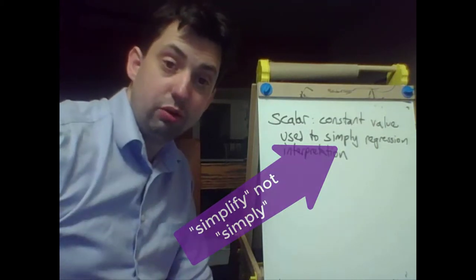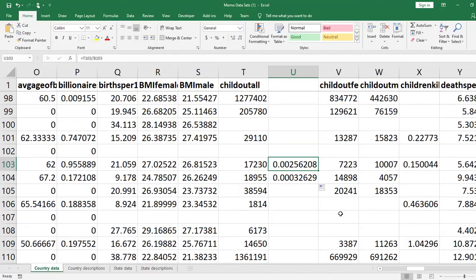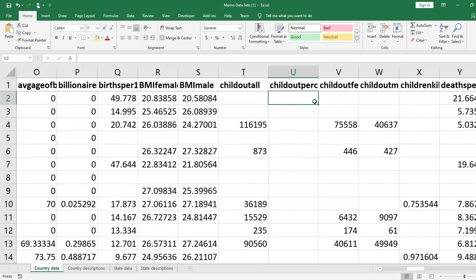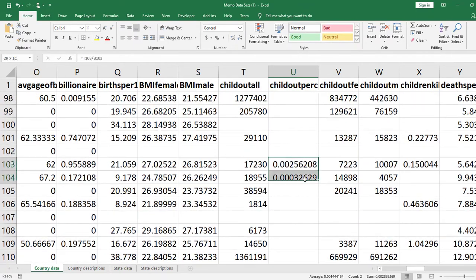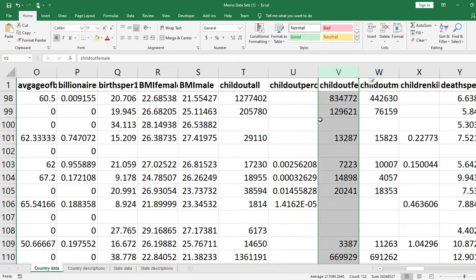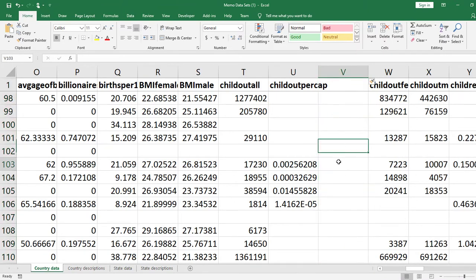So we can start by looking at our child out all. Now that we've adjusted for population, we made it child out per cap, or per capita. Capita is, of course, Latin for head. We can do that for these other ones too, just as long as we're doing that. But this is not easy. What would make this easier if it was maybe per 100,000? Per 100,000 people.